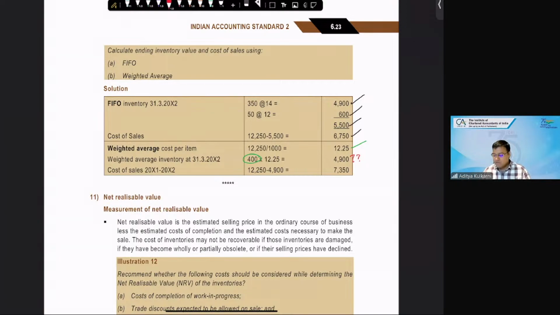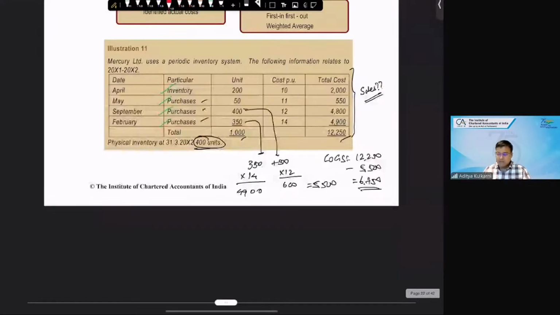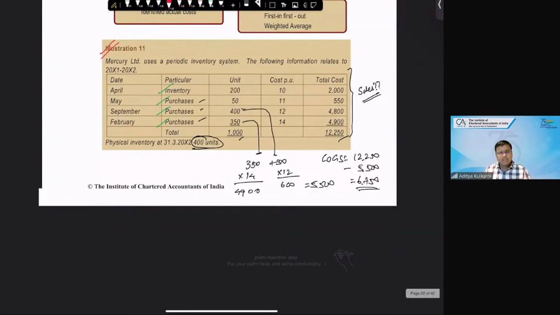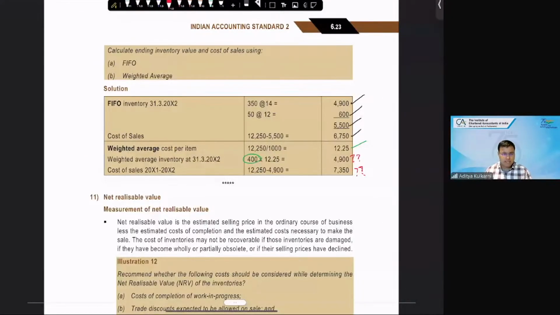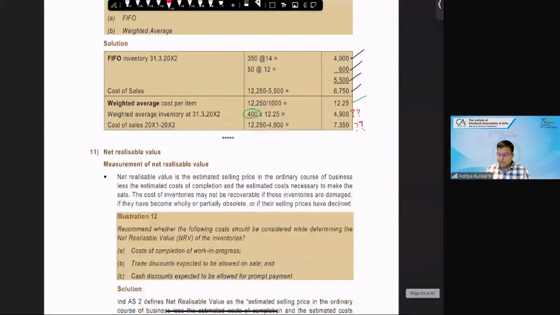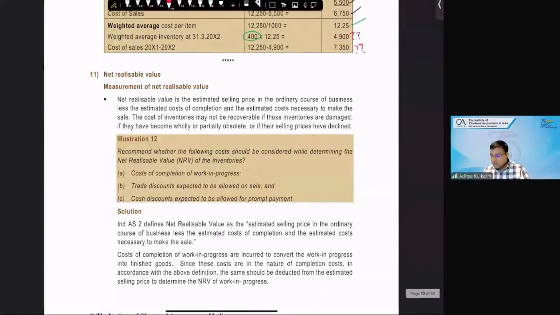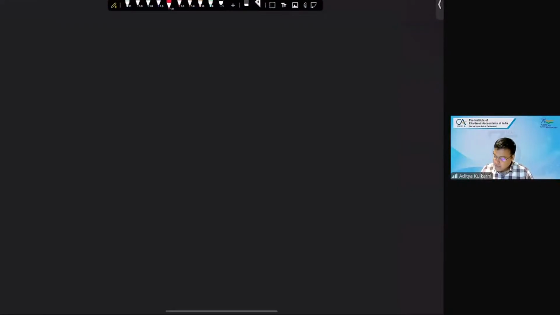Okay. So cost of sales, if nothing is given, you will have to do it this way. Okay. So I rest my question at this point, my commentary on this. But otherwise, it's okay. The FIFO part is absolutely correct. There is no doubt on that. Okay. All right. Coming to net realizable value.